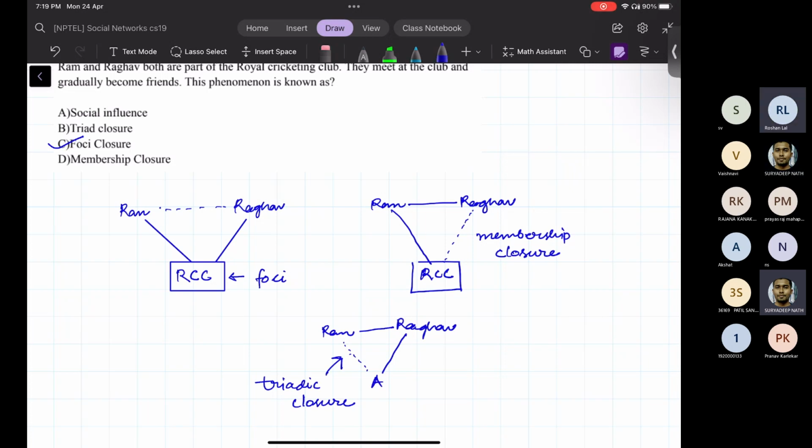It means in triadic closure there must be a third person instead of a club. Yeah, right. I am right, sir? Yeah, you are right. Okay. Thank you, sir. Thank you.